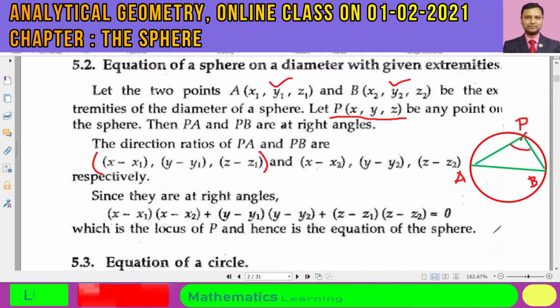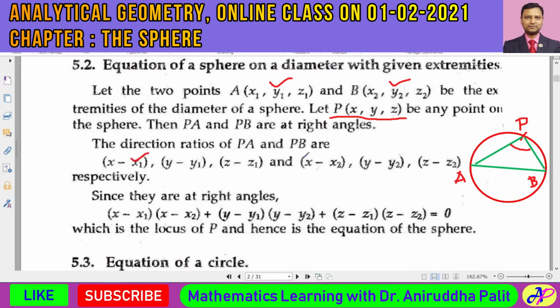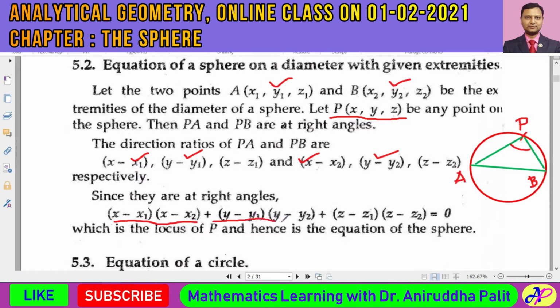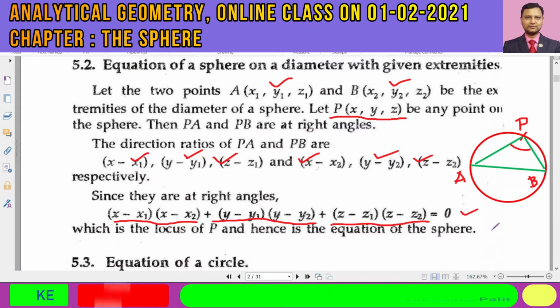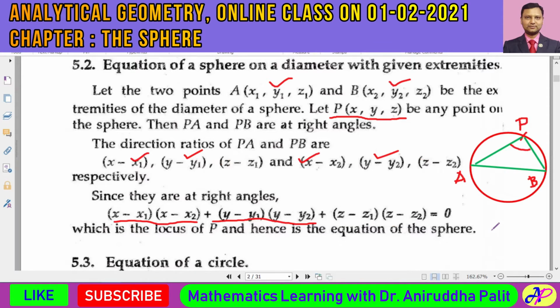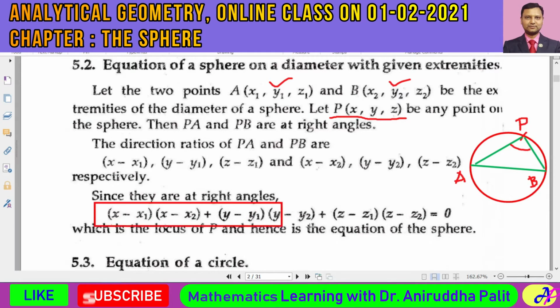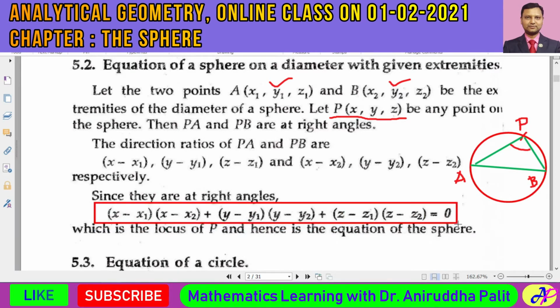So over here we can say that (x − x1)(x − x2) + (y − y1)(y − y2) + (z − z1)(z − z2), this kind of expression, that total sum must be equal to 0. So this would be the equation of the sphere having the endpoints A and B.